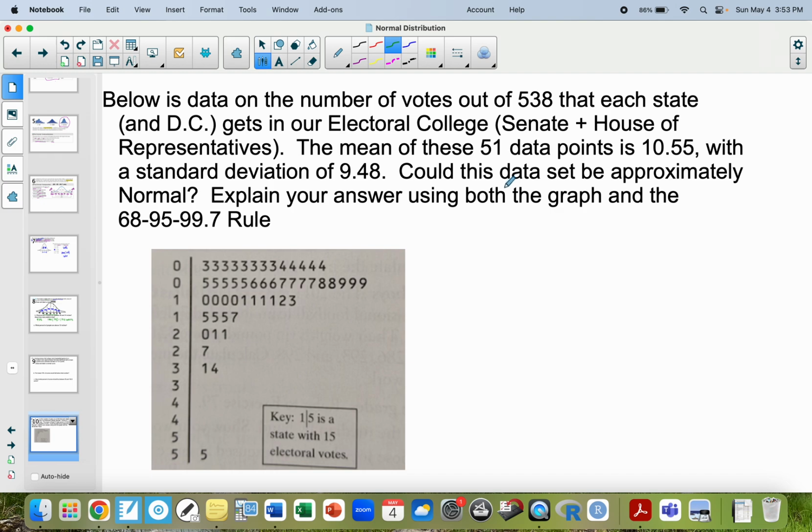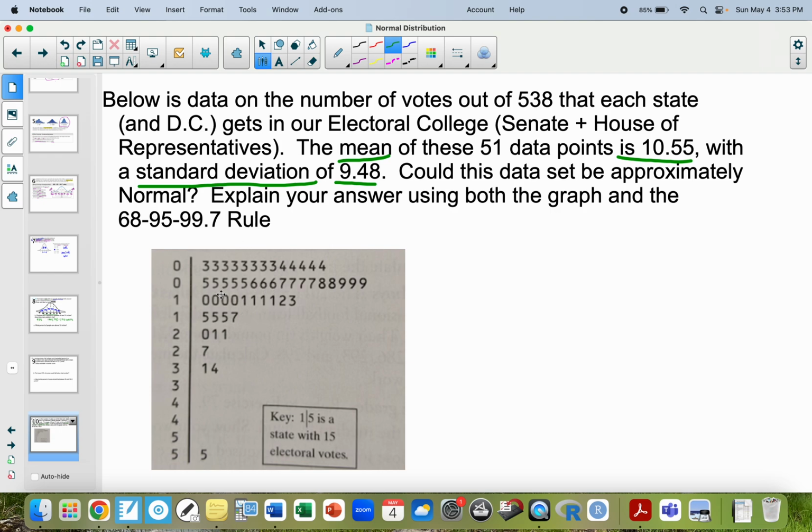Okay, one more that I want to talk about is if you're given data and telling if it's approximately normal or not. So it says below is data on the number of votes out of 538 that each state and DC gets in our electoral college, Senate, and House of Representatives. The mean of these 51 data points is 10.55, and the standard deviation is 9.48. Could this data set be approximately normal? Explain your answer using both the graph and the 68, 95, 99.7 rule.